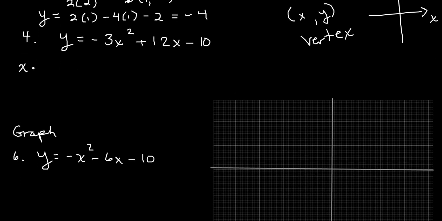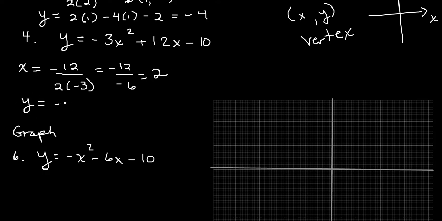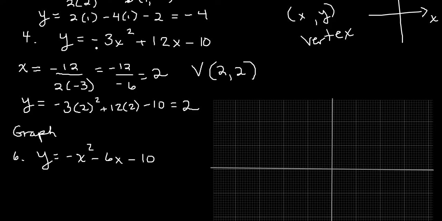So we use our formula, x equals negative b, which would be negative 12, over 2 times negative 3. So that's going to be negative 12 over negative 6, and we're going to get 2. And then to find the y-coordinate, we just put 2 back in, so we get negative 3 times 2 squared plus 12 times 2 minus 10. And if we put that in, we're going to get 2 out. So our vertex is 2, 2. It's going to be a sad parabola because we have a negative a value, and it's crossing the y-axis at negative 10. So it's going to look something like this, and it's going to cross the y-axis at negative 10.